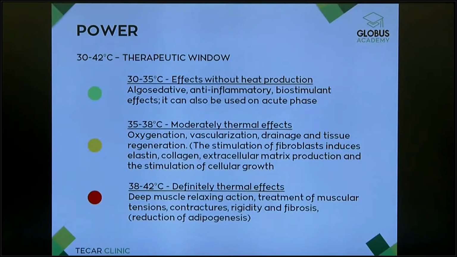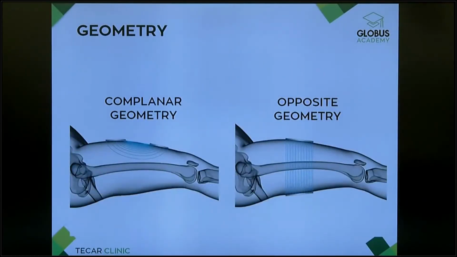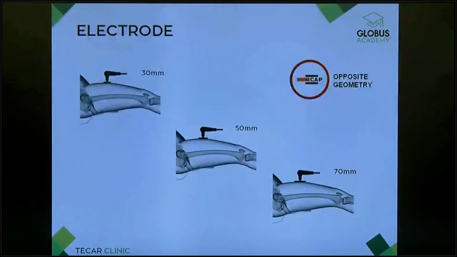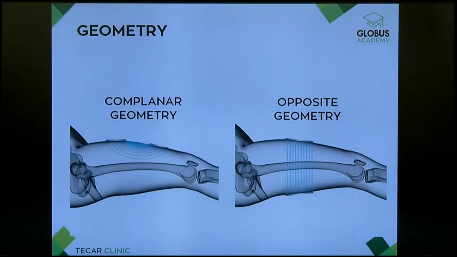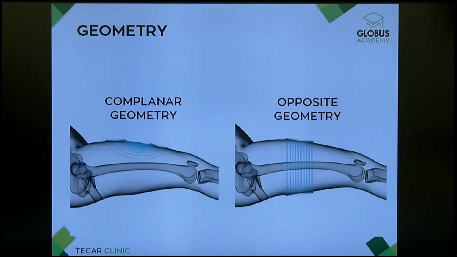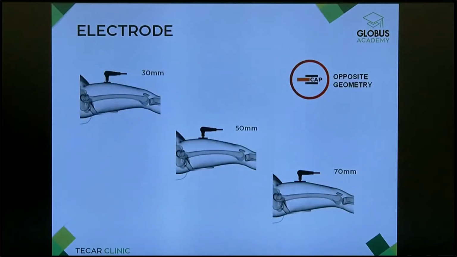So we were speaking about the geometry. Okay. The geometry and the electrode. Okay, the coplanar geometry and the opposite geometry. And we spoke about the electrode type and size with the capacitive one.